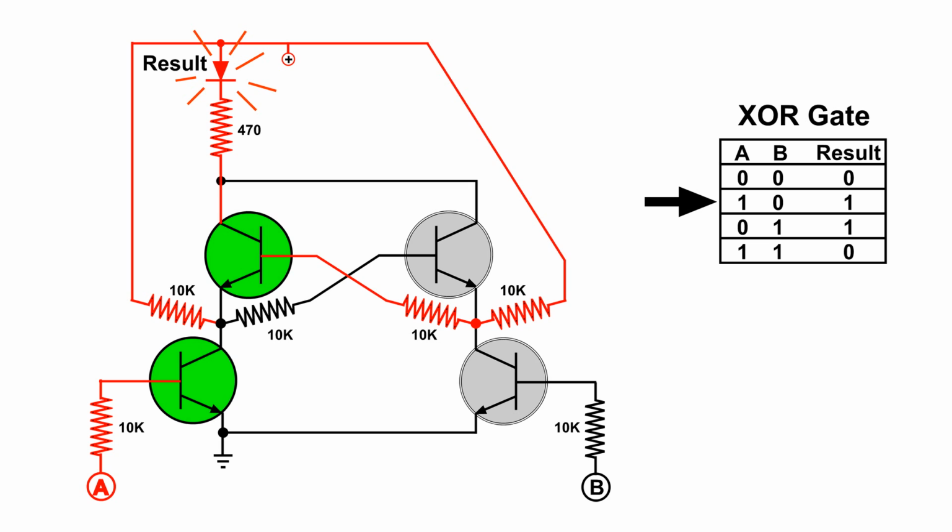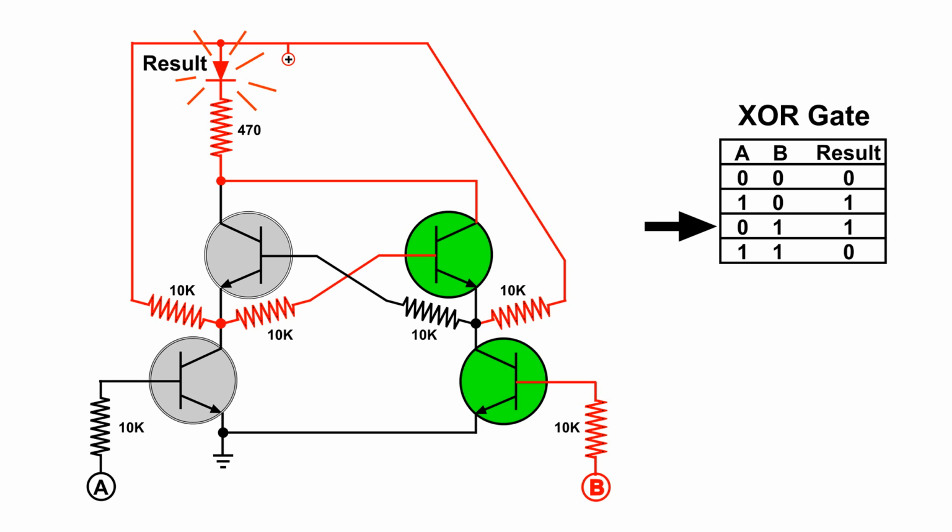Now when I take the signal off of A and put it on B, well, now the right bottom transistor is shorting out the bias for the upper transistor on the left. But we now have a path of current through the bottom right transistor and the upper right transistor, and the LED is lit.